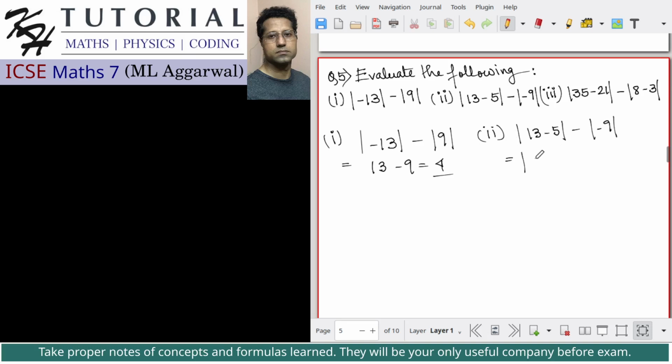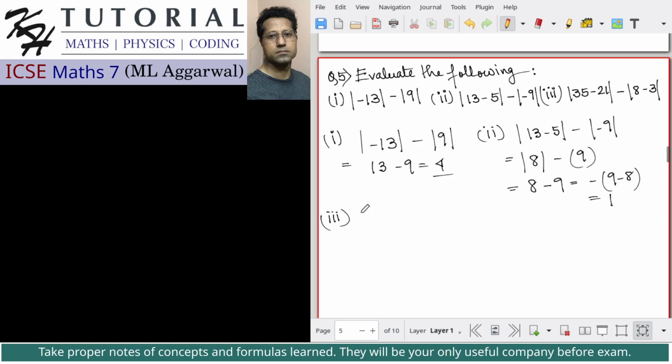13 minus 5 is 8, and we have minus the absolute value of minus 9, which is 9. And absolute value of 8 is 8. So this is 8 minus 9, which is equal to negative of 9 minus 8, which is equal to 1. Okay, let's do part 3.